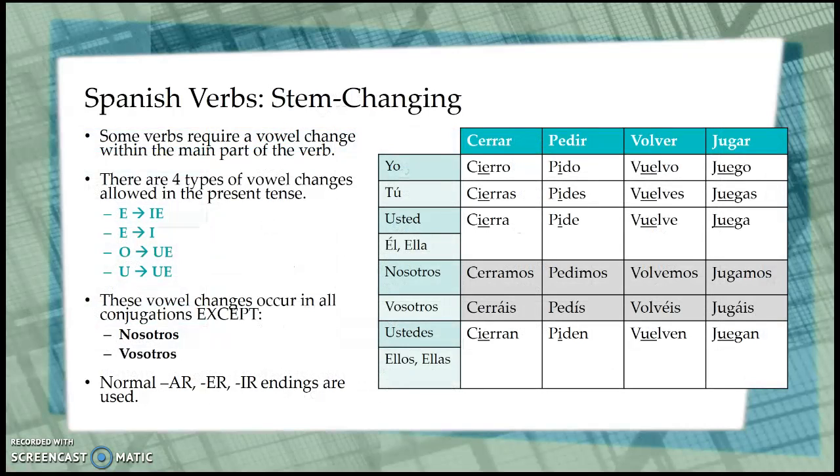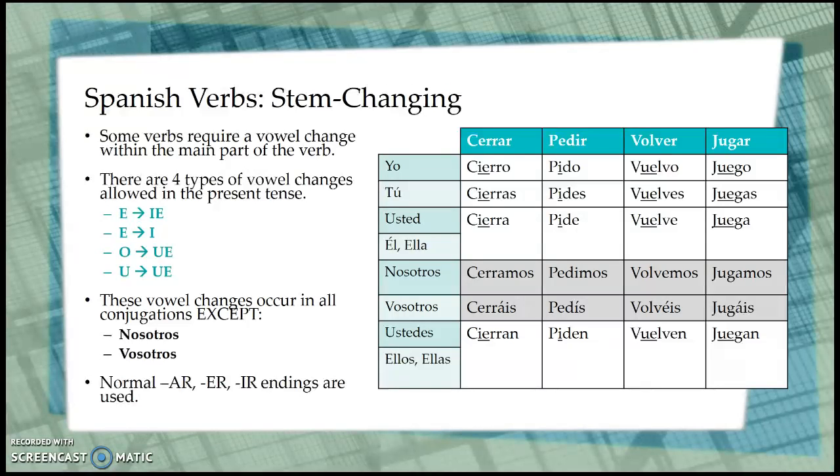Another important thing with the present tense to remember are the stem changing verbs. You might also remember these as boot verbs. What happens with stem changing verbs is that they require a vowel change within the main part of the verb. There are 4 types of possible vowel changes. E can become IE or just I, and you have to memorize what type of change each verb has, if it even has a change. O becomes UE, and U becomes UE.